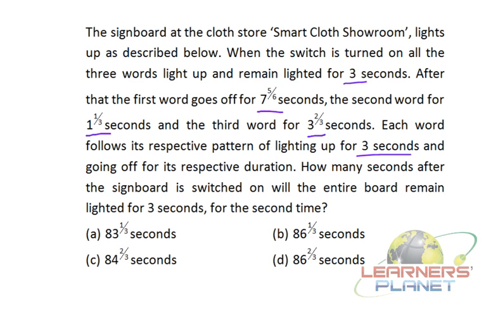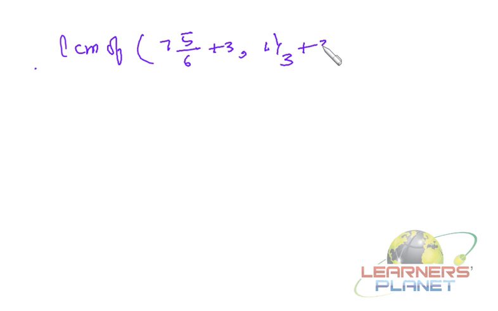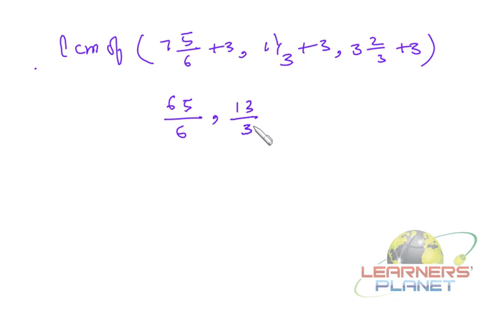Okay, let's see. We have to find out the LCM of 7 5 by 6 plus 3, then 1 1 by 3 plus 3, then 3 2 by 3 plus 3. So it's actually 65 by 6, 13 by 3 and 20 by 3. So we have to find out the LCM of these three fractions.